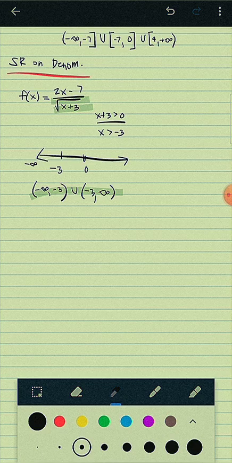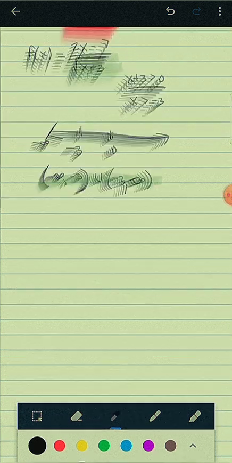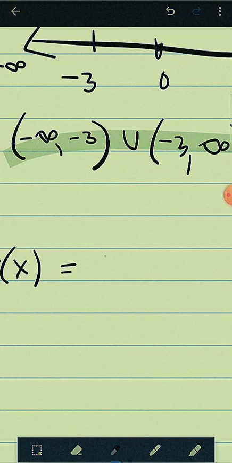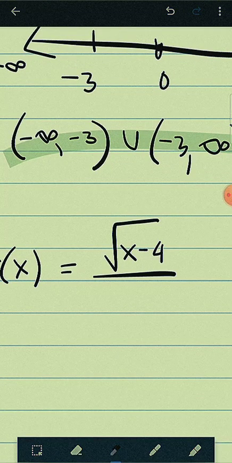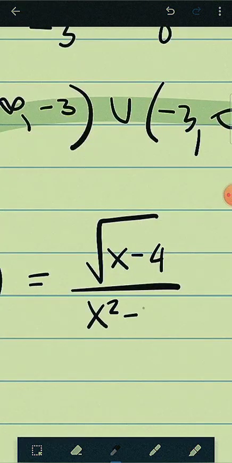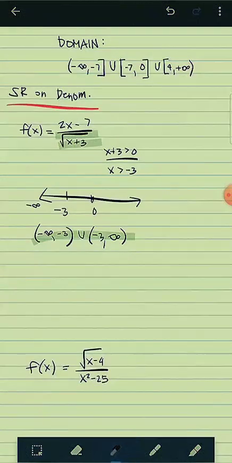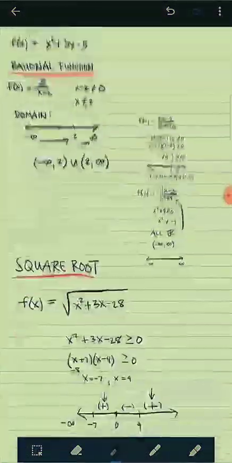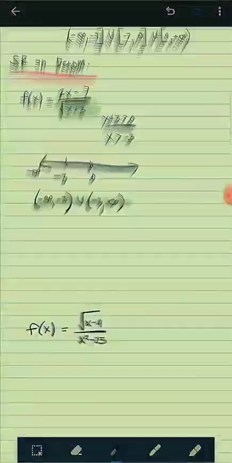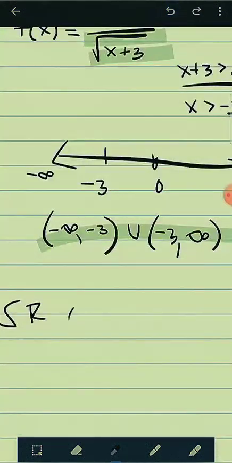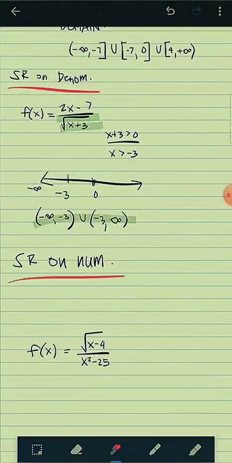But this time, an example about here. What if we have f of x is equal to square root of x minus 4 over x squared minus 25? So, this is actually the fifth case, I guess. 1, 2, 3, 4. So, the fifth case is square root on numerator.